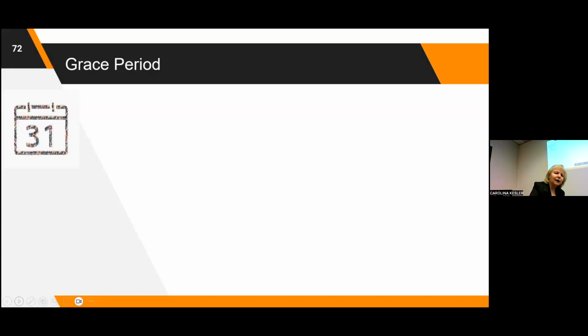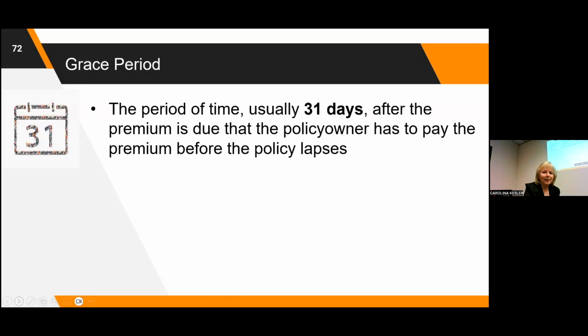So grace period is how long? 31 days. The period of time, usually 31 days after the premium is due, that the policy owner has to pay the premium before the policy lapses. So if you're due on the 1st and you forget to pay it, and on the 12th you die, what's going to happen? They're going to cover it, but they're going to take out the premium that was due, the 12 days worth, right? So minus any premium due. If you see minus any premium due, it's your answer. Simple, right?